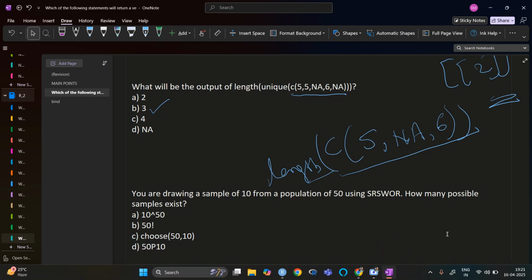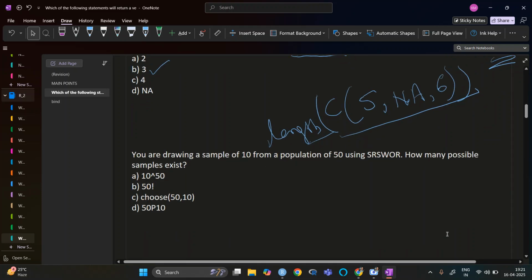Now, you are drawing a sample of 10 grains from a population of 50 using SRS. How many possible samples exist?